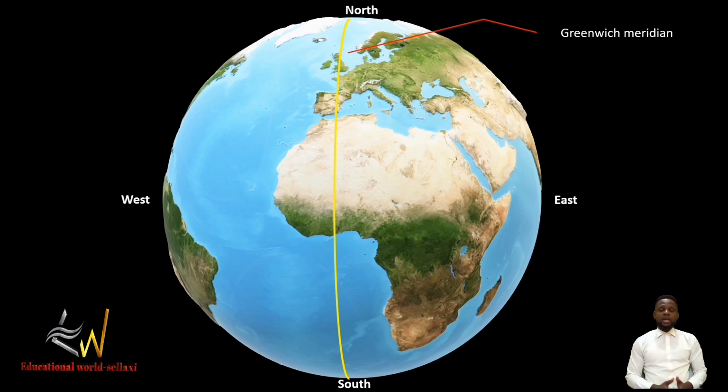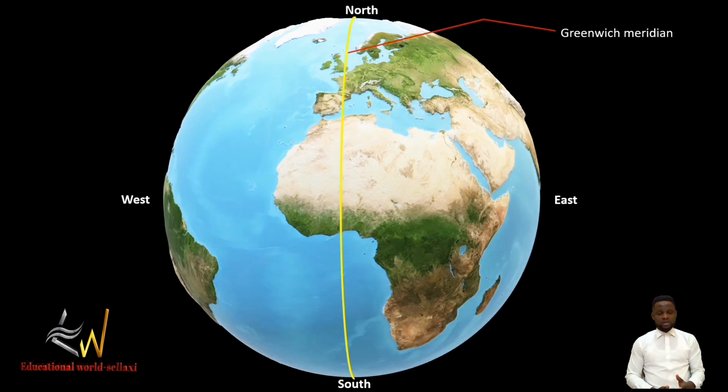Now, every longitude is a great circle. What are great circles? Great circles are those circles that have the same radius as the radius of the earth. That means the value of their diameter is the same as the diameter of the earth, and they can divide the earth into 2 equal parts. So every great circle can divide the earth into 2 equal parts. So the Greenwich meridian is a great circle, and every other longitude is also a great circle.